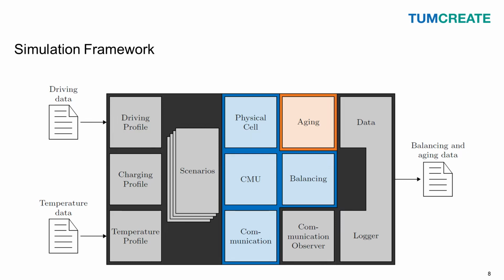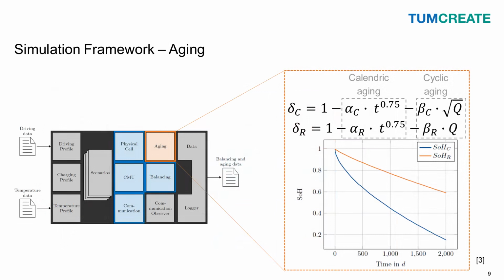So on the other hand, we have the communication observer, which logs all the balancing data and charging data, and everything the battery management system communicates, and sends it to a data logger. So this is what we base our model on.